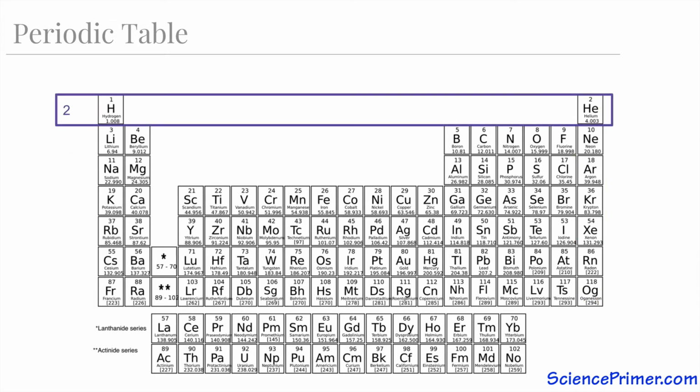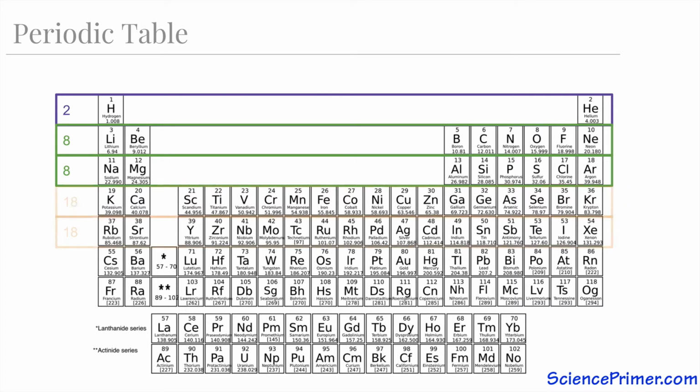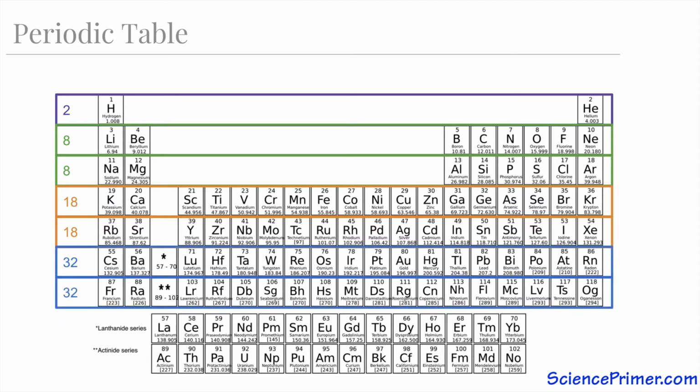The first row has only a single s orbital and can hold 2 electrons total. The second and third shells have 1 s and 3 p orbitals, allowing them to hold 8 electrons, 2 in the s and 2 in each of the 3 p orbitals. The fourth and fifth shells have s, p, and d orbitals, allowing them to hold 18 electrons, 2 in the single s orbital, 2 in each of the 3 p orbitals, and 2 in each of the 5 d orbitals. Finally, the last 2 rows add 7 f orbitals, giving them the ability to hold 32 electrons each.